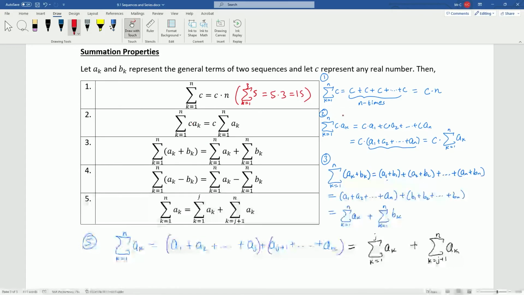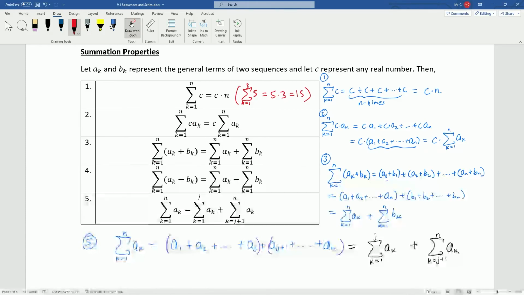So if I look at the summation and I write it out long form, I get C times A1 plus C times A2 plus ... plus C times AN. So C is a common factor for all these terms, and I can factor the C out, and I get C times (A1 plus A2 plus ... plus AN), which is just C times the sum from k equals 1 to n of A sub k.